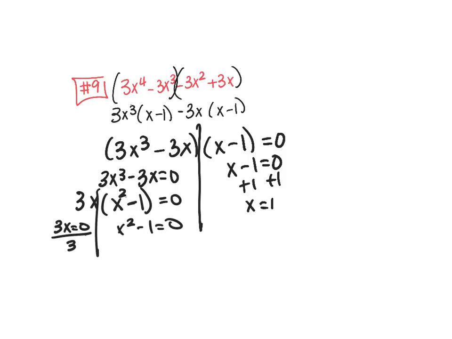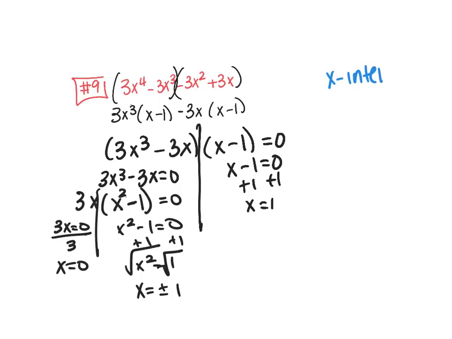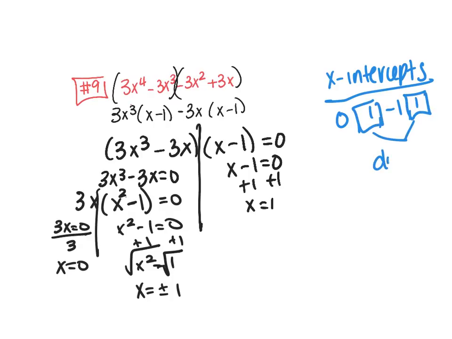So divide that by 3. x is equal to 0. And add 1 to both sides. I get x squared equals 1, and the square root of that. So x equals plus or minus 1. So my x-intercepts for this problem are 0, 1, and negative 1, and 1 again. This is what is called a double root, because it's repeating.